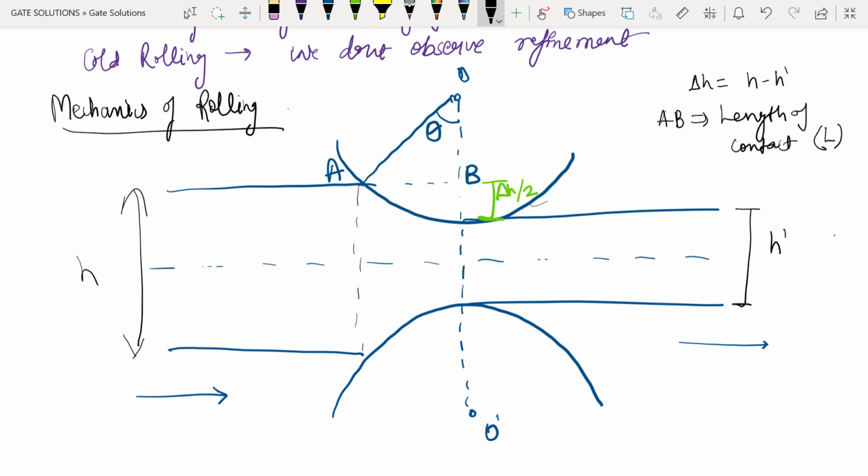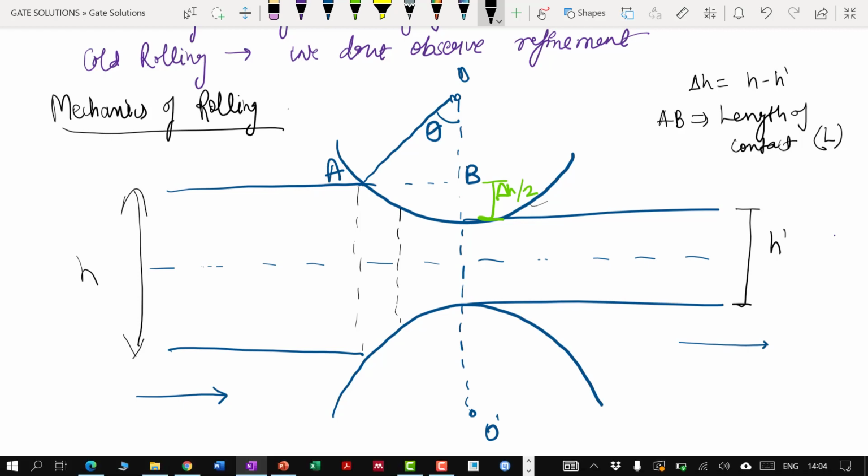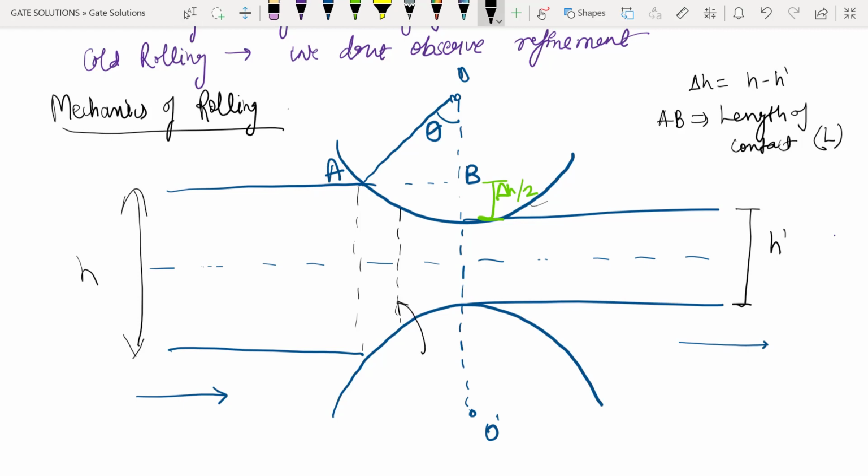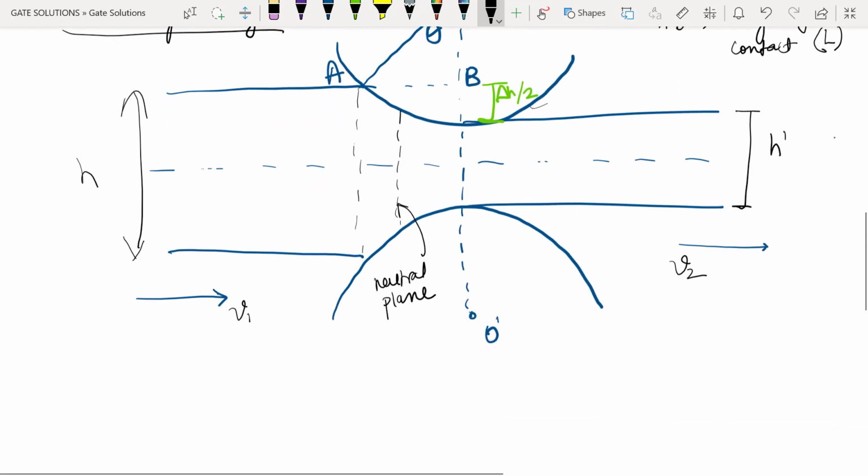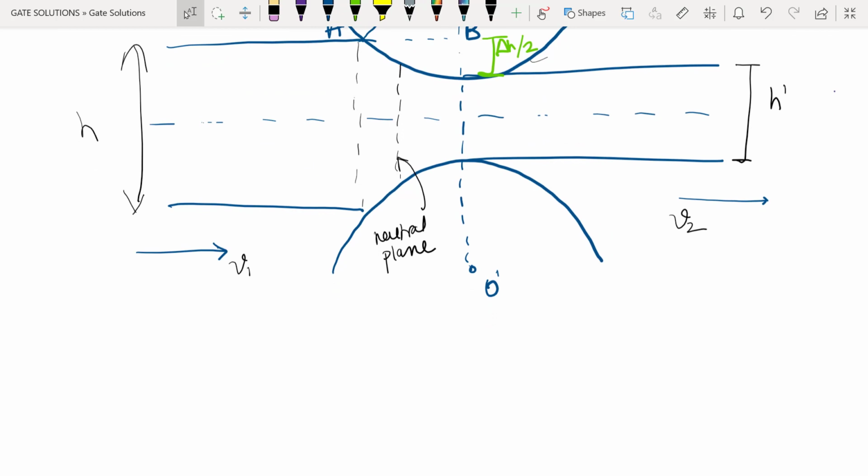Now this is the contact zone here, which is also called the pressure zone, and there is one neutral point here, neutral plane, we can say. It is a neutral plane. Suppose this is the velocity v1, the velocity of the original material, and after deformation the velocity of this material on the right hand side is v2. So in the neutral plane v1 is equal to v2. Now we will derive the expression for the length of contact.